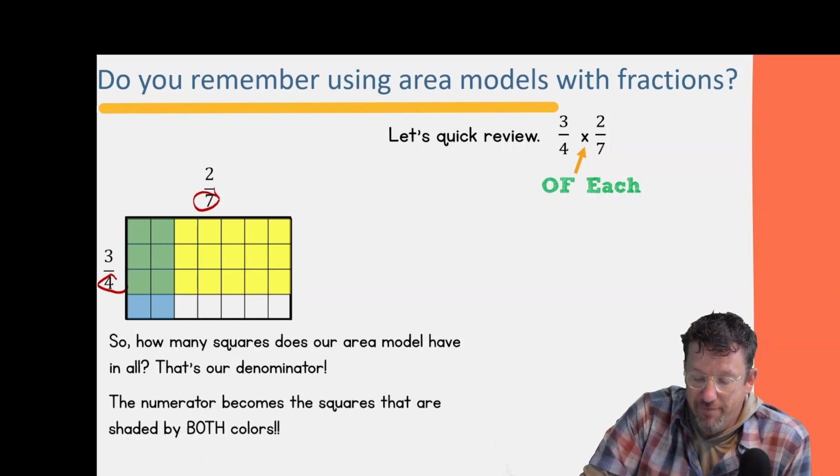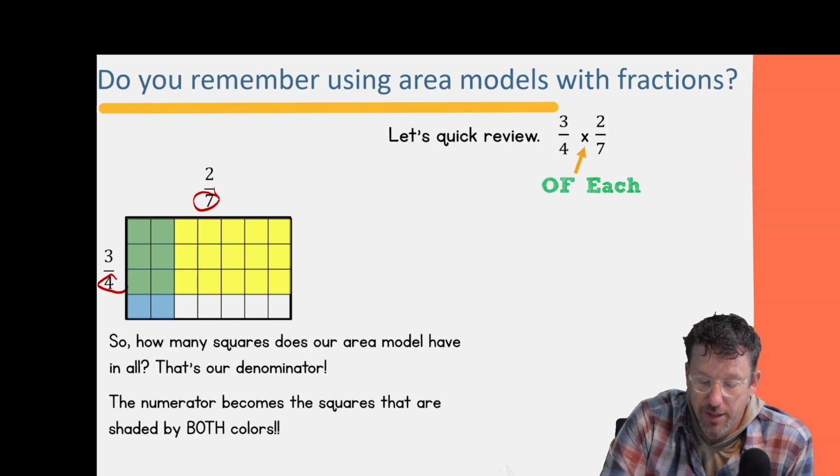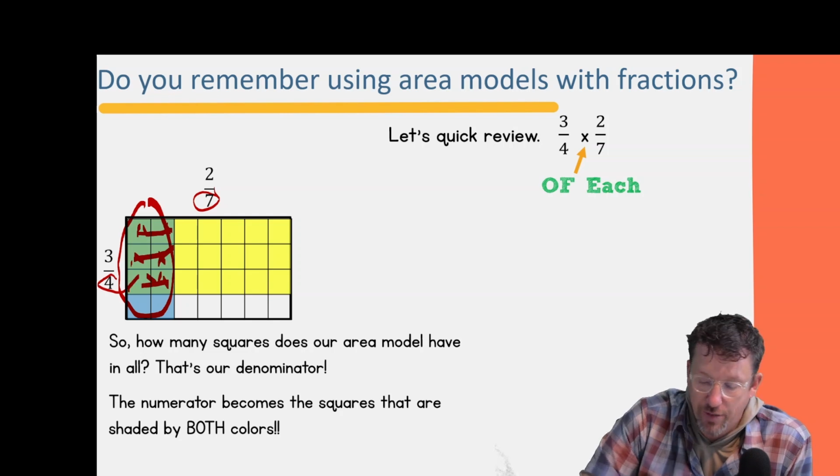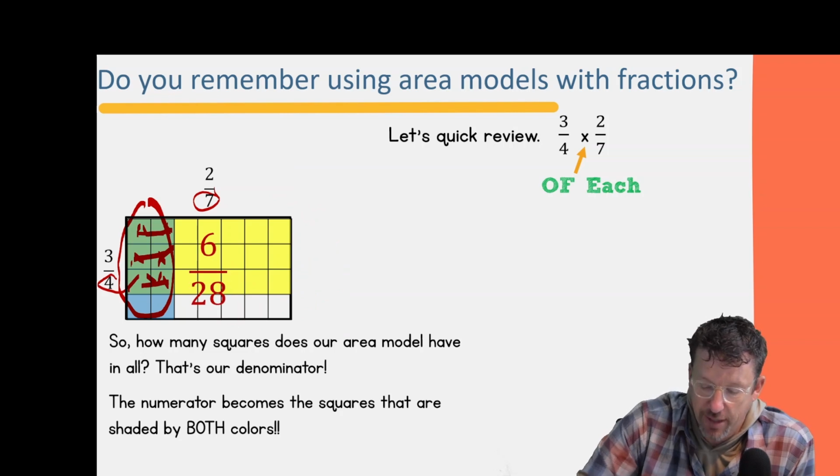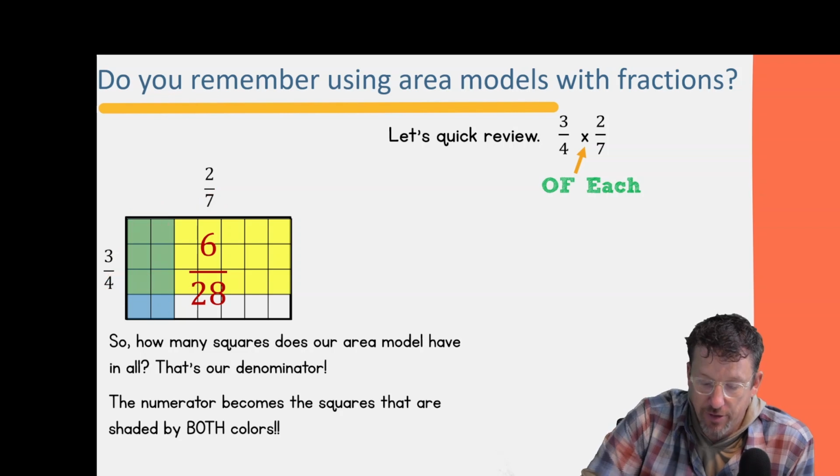And then how many of them are shaded in by both? Well, here was our 3/4. I'm sorry, that was our 2/7, and all we wanted was 3/4 of them. So the only ones that should be shaded in are where they cross each other. And so how many shaded in? That's 1, 2, 3, 4, 5, 6. So we have 6 out of 28, and that would be our answer. Okay, we'd probably have to simplify it, but we don't need to do that right now. Just for understanding how that works.